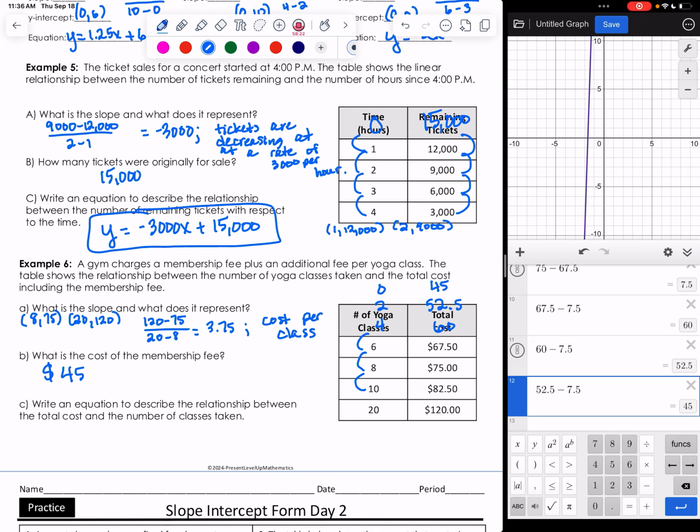Now, to write an equation for this, y equals, we want the slope, 3.75x, plus the initial value, plus $45. And that concludes today's lesson on slope-intercept form part 2.